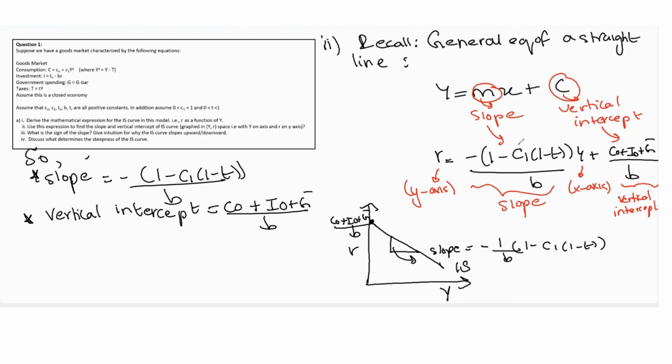So once you compare, because the IS curve in this case was linear, we could just compare its equation with the equation of a straight line and see that the coefficient on the variable that we're plotting on the x-axis is the slope, and the constant term that we have is the vertical intercept.